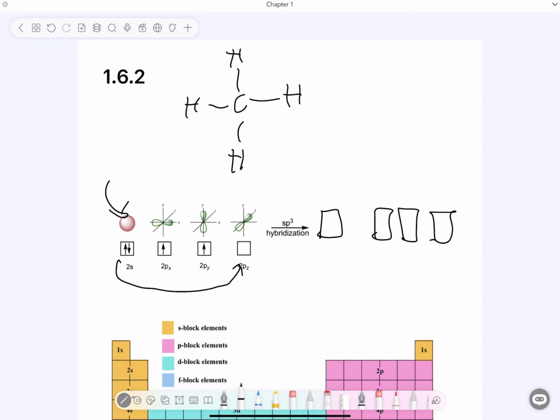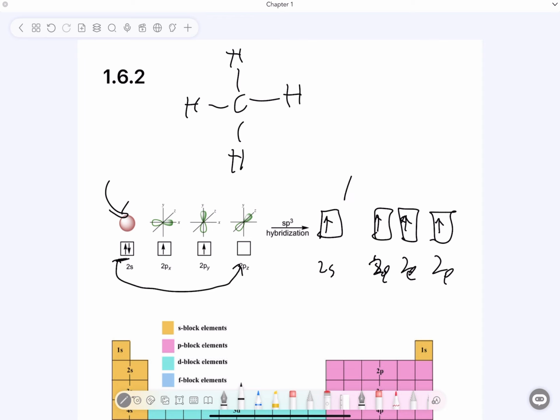let me draw the boxes real fast. This is 2s, 2p, 2p, 2p. And for drawing these, you always want to draw the arrow up first, and up, up. And now we have another electron here, because this one, as we were saying earlier, moves over there. So this is the orbital diagram for CH4.